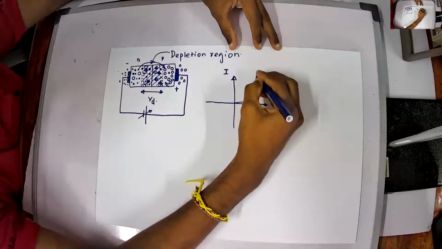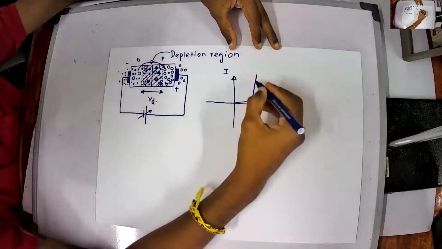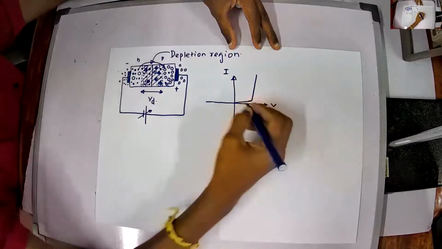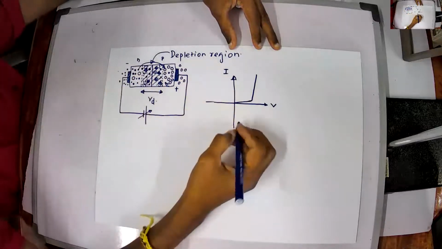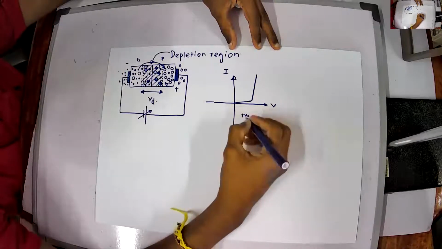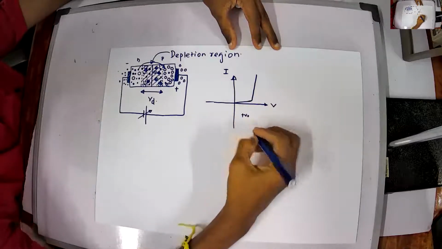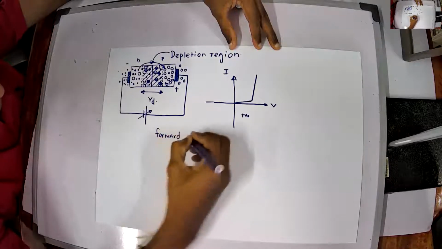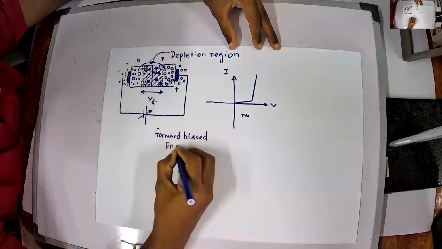This will be something like this. A rapid increase can be observed in your current voltage characteristics, right? Since we are connecting minus to minus and plus to plus, this is our plus voltage region, and we call the condition forward biased. Forward bias PN junction.